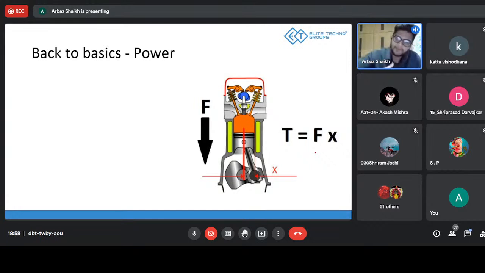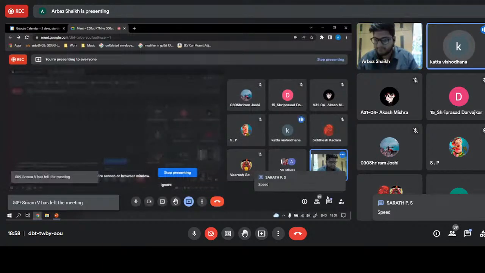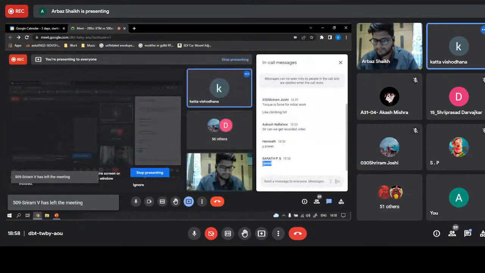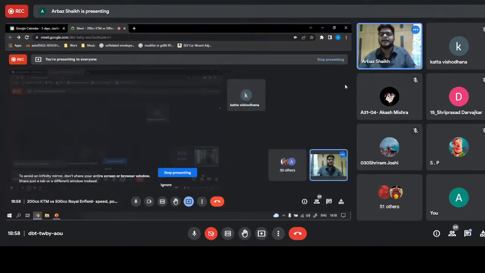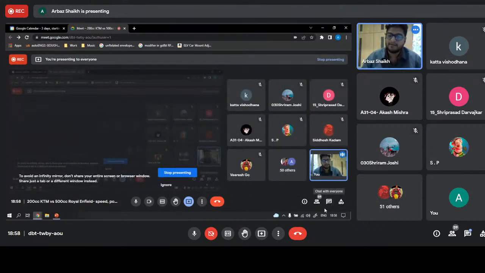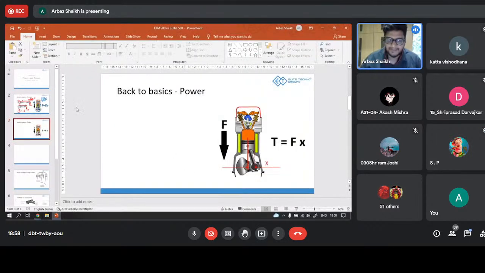Because to calculate power, we need time. But in this case, we don't have any time. Where is the time element in this arrangement? Where can you find a time element? Time taken in each stage of piston movement. Correct. And somebody has mentioned speed. Time taken for each piston movement. Very good. That could be a solution for that.